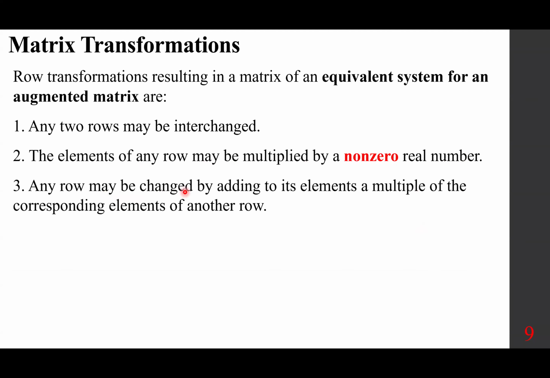Any row may be changed by adding to its elements a multiple of the corresponding elements of another row. This is really the concept of addition or elimination when we solve systems. You can multiply an equation by any number and add it to another one. Remember, we do that to get rid of a specific variable. So you can multiply the entire row by anything you want, and then add it to another row.